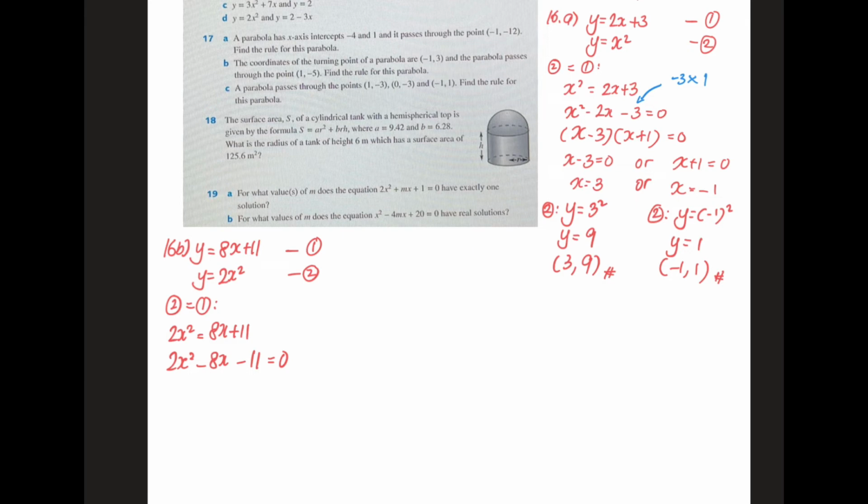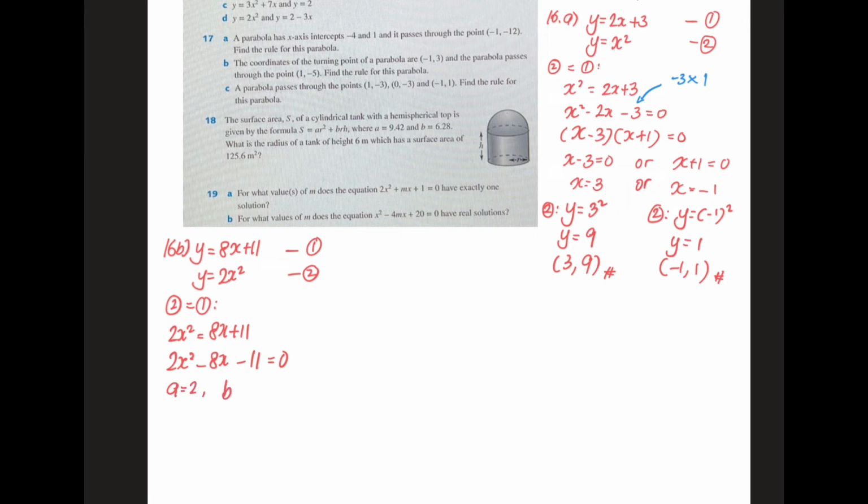So sometimes our quadratic equation can't be factorized. That means we are not able to put it in two brackets. So that is what I mean by cannot factorize. So this is the case where I can't factorize. Okay, so I have to use quadratics formula then.